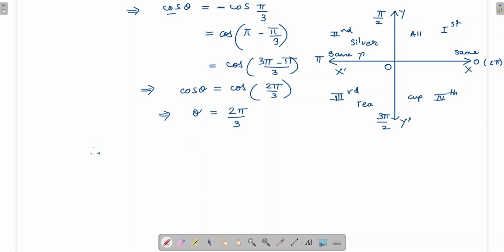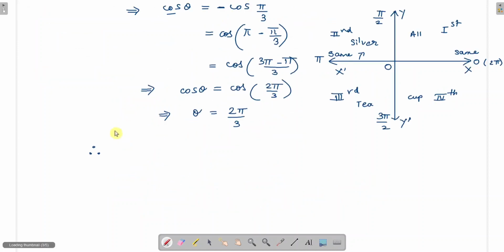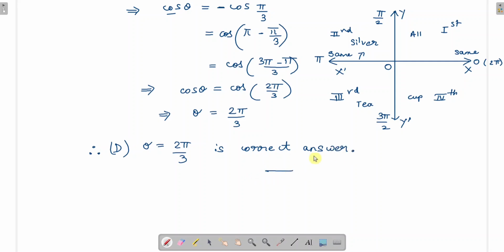So therefore which is the option, let us check. So option D, theta equal to 2 pi by 3 is the correct answer. So that is the solution.